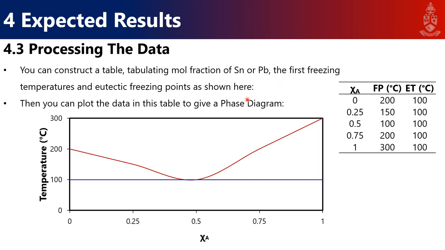And that should give you a graph that looks something like this. If you plot the eutectic temperatures, they all remain constant, and then your freezing point diagram should look something like this. And the point where these two intersect is going to give you your eutectic composition and, of course, temperature. So about 0.47, for example, for this case. I just made this up, so don't quote me on that. This is just for illustrative purposes.